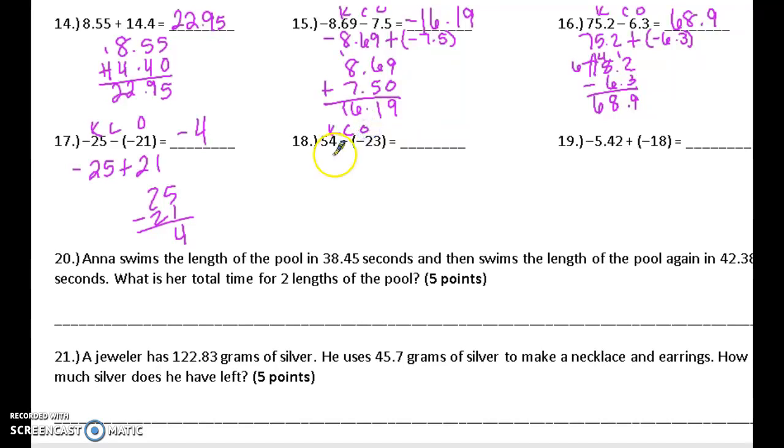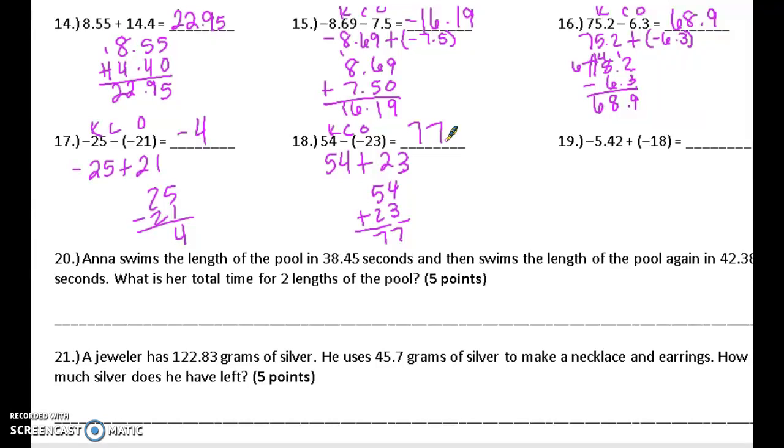For 18, I'm subtracting, so I have to use additive inverse to turn this into an addition problem. Now my signs are the same, so I add them. 4 plus 4 is 8. 5 plus 2 is 7. Both numbers are positive. Oh, I wrote that down wrong. Should be 23. Should be 77. I apologize. So both numbers are positive, so your answer is positive.